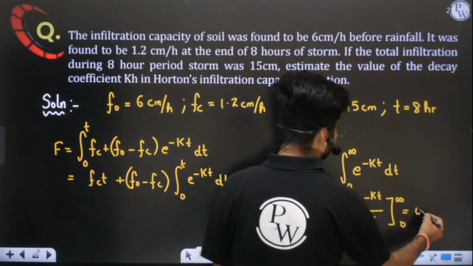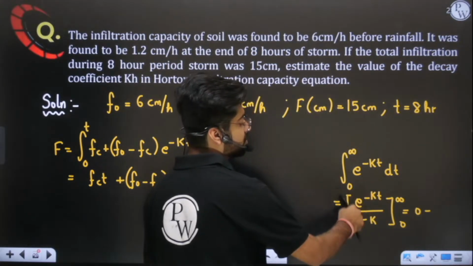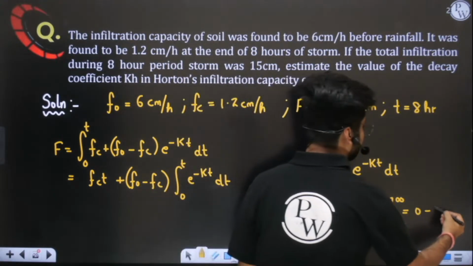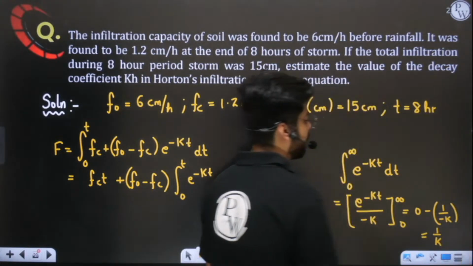So this is 0 minus lower limit. Put 0. Anything raised to power 0 is 1. 1 upon minus k. So this is 1 upon k.